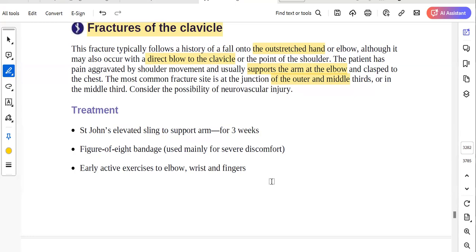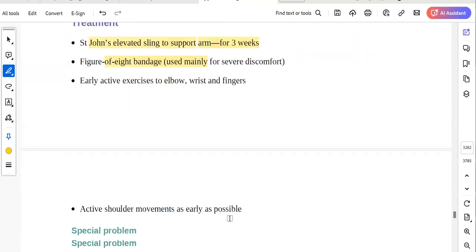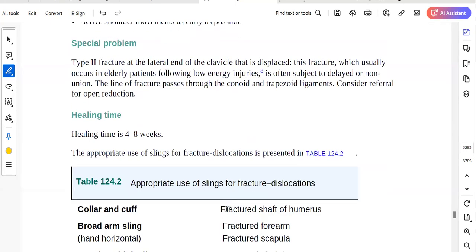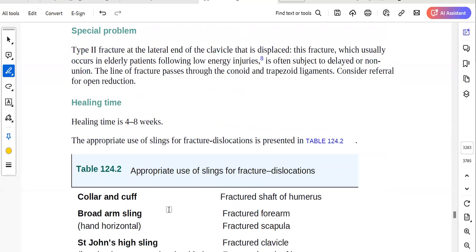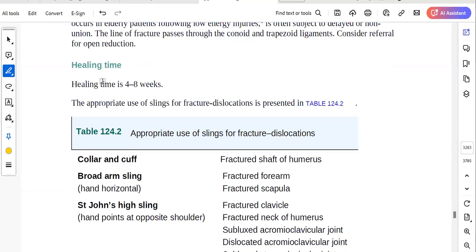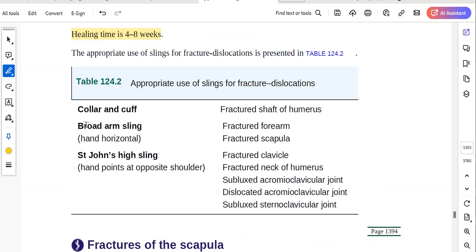Okay. So what is the treatment for fracture clavicle? Treatment for fracture clavicle is an arm sling. So you put the patient on a sling for 3 to 6 weeks. Ideally 3 weeks is enough. So you can put them on St. John's sling, or even sometimes a figure of 8 bandage. The healing time for clavicle fracture is 4 to 8 weeks.